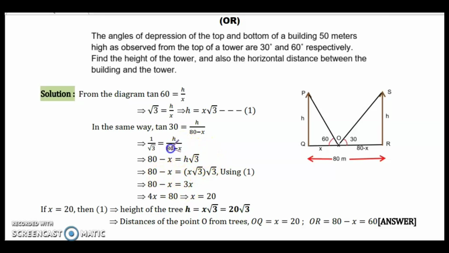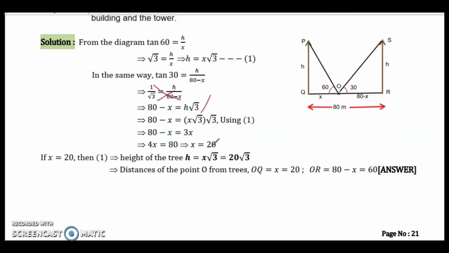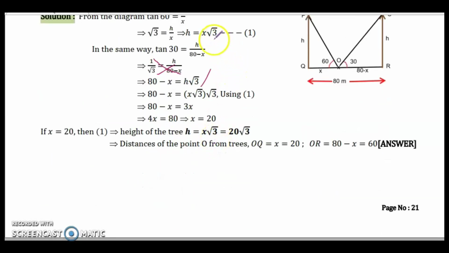Come on, bring this 80 minus x to the other side and root 3 to this side. That is, we are getting h into square root of 3. Now what is the h value here? That is equal to x into square root of 3. Therefore by combining these two terms, we are getting 3x. That means finally we are getting x is equal to 20.